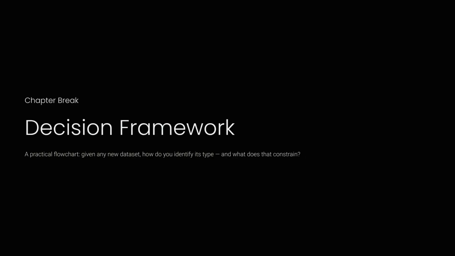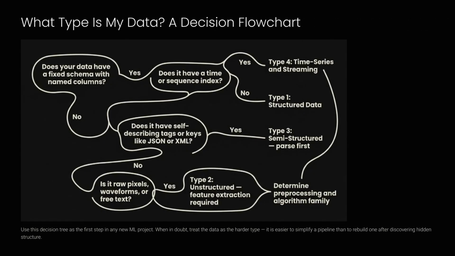We'll conclude with a decision framework, a practical flowchart for identifying the type of any new dataset and understanding the constraints that follow. This flowchart can be used as the first step in any new ML project. When in doubt, treat the data as the harder type. It's easier to simplify a pipeline than to rebuild one after discovering hidden structure.